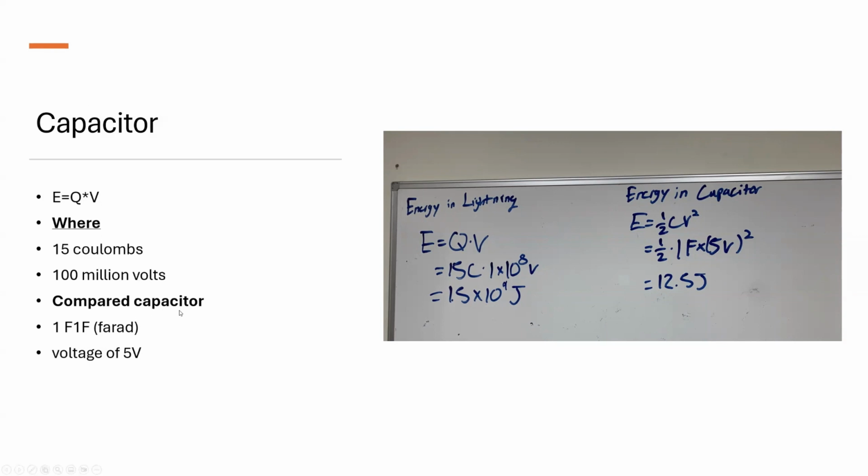And then we also have the compared capacitor, which we also plugged into the given equation. Now we can see there's a huge difference in numbers between them. Now this comparison illustrates the applicability of physics principles across different scales and contexts.